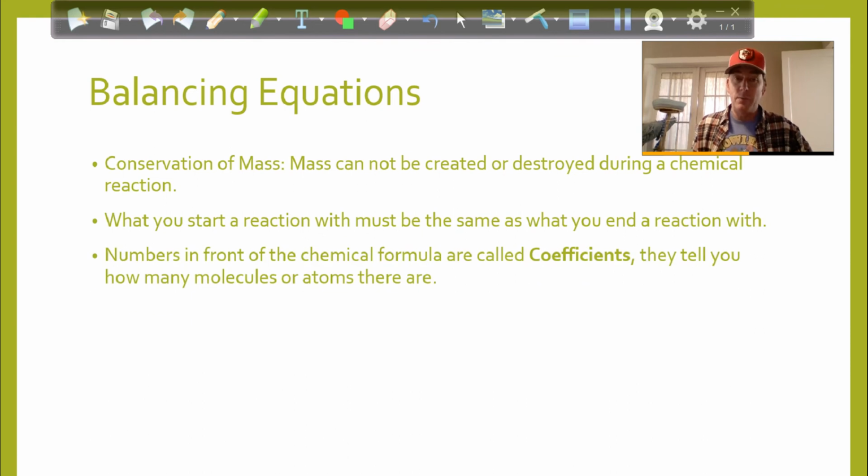So those numbers that we put out front are called coefficients, and they show us how many of the molecules or atoms that we need to have to make it work. So we have the same number of atoms of oxygen or sodium or whatever on each side of the equation.